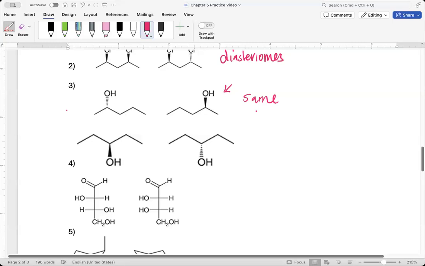I can also use some of our tricks to see if they're the same compound. Do you remember we said if we do two swaps? So if I can't do mental gymnastics, I can try to use our trick. If we do two swaps of groups, then we're going to be at the same molecule. So think about this. If I take the OH and the H and I swap them, let's do that.